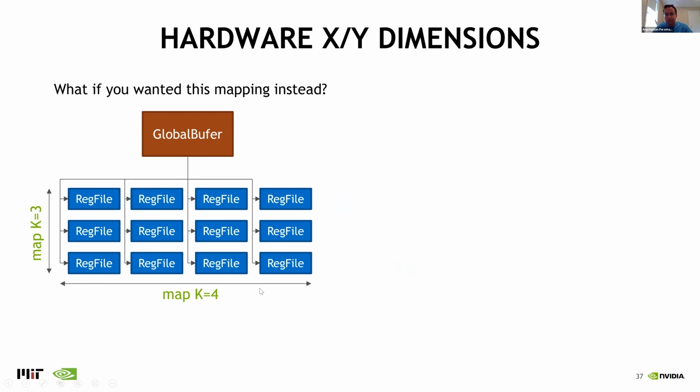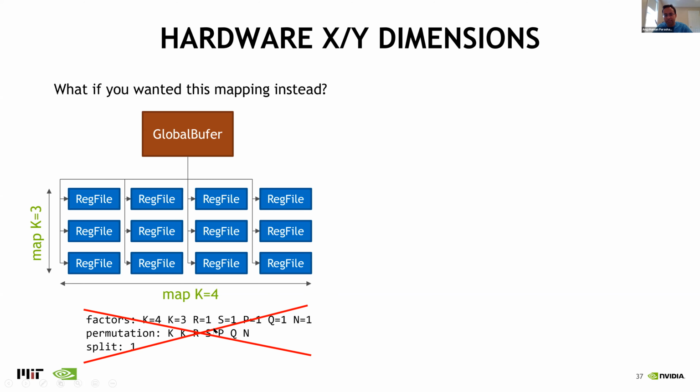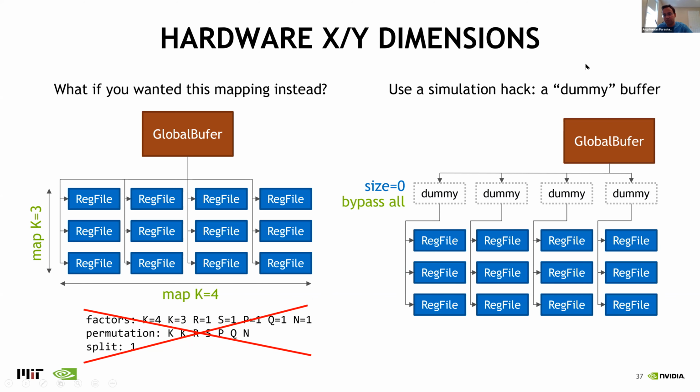Now, what if you wanted this mapping? If you wanted to say, oh, I want K equals 4 and K equals 3, right? Which is a perfectly reasonable thing to ask. The way Timeloop works today is you can't describe this. You can't say K equals 4, K equals 3 as part of a single mapping block, and you can't have KK as the permutation. And so what you would do with Timeloop as it exists today is use a simulation hack, which is what we call a dummy buffer.